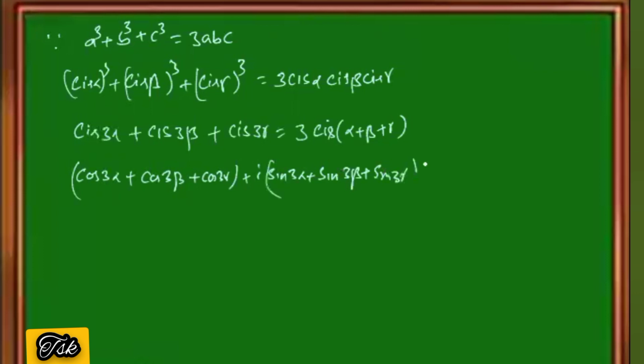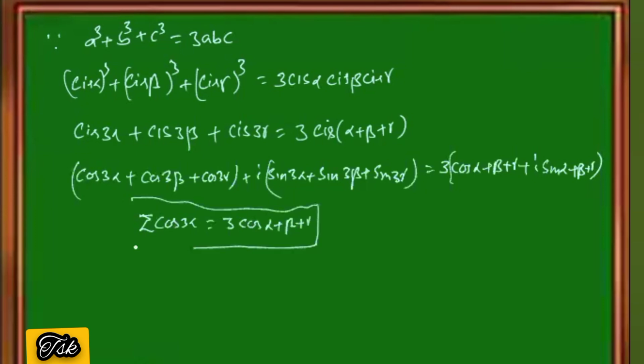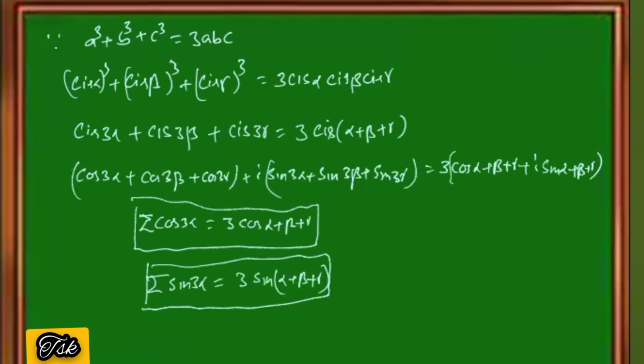This is equal to 3 cos of alpha plus beta plus gamma, plus i into sin of alpha plus beta plus gamma. Now you compare, and we get in the first one as answer, sigma cos 3 alpha, the real part, is equal to 3 cos of alpha plus beta plus gamma. So there is the first one. Similarly, sigma sin 3 alpha, the imaginary part, is 3 sin of alpha plus beta plus gamma. I think the first and the second problems have been completed from the question.